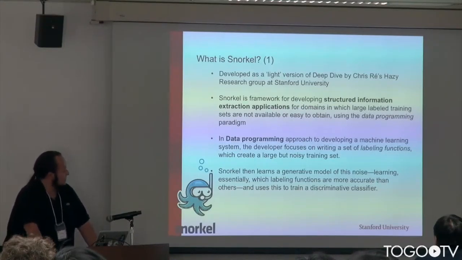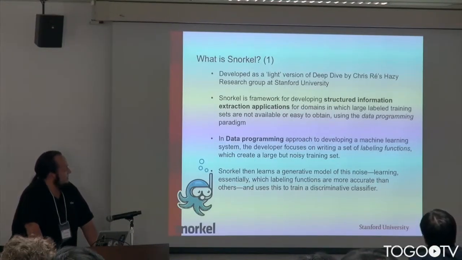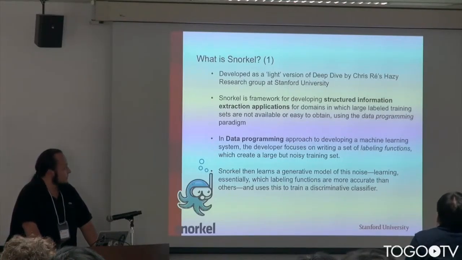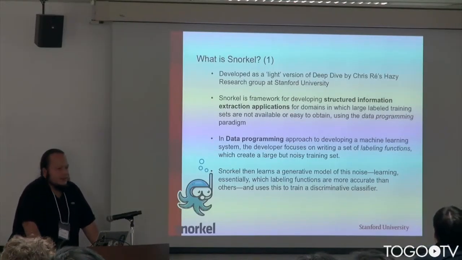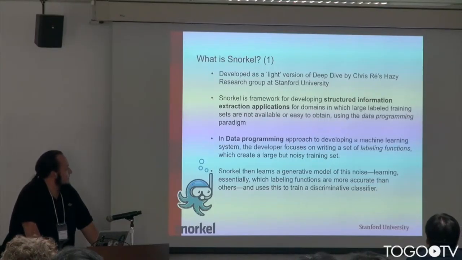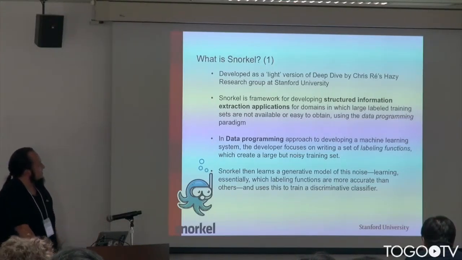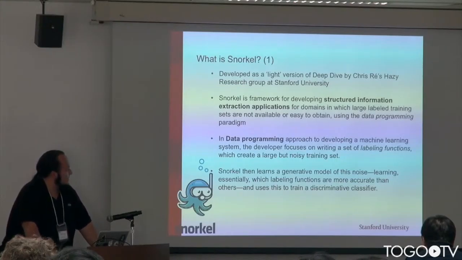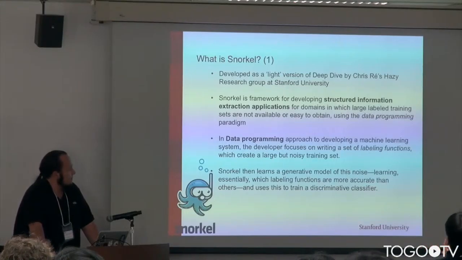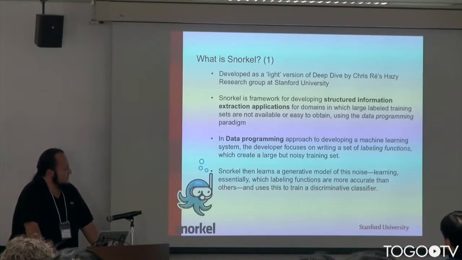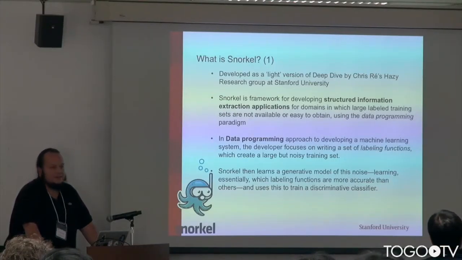So what is Snorkel? Snorkel is a piece of software that was developed as a light version of DeepDive, which was developed by Chris Ré's group at Stanford, the Hazy Research group. It started being called DDLite, so some people might be familiar with it by that name. It recently changed to Snorkel half a year ago or so. Basically, Snorkel is a framework to develop structured information extraction applications for domains in which large labeled training sets are not available or easy to obtain, using the data programming paradigm.